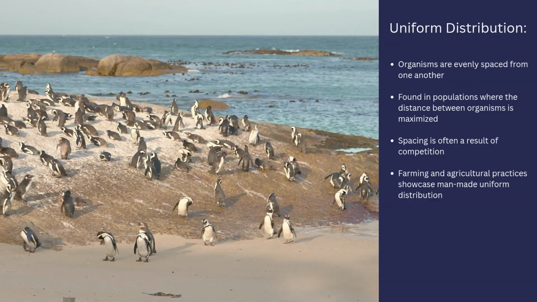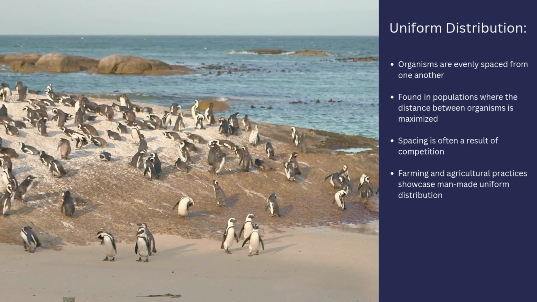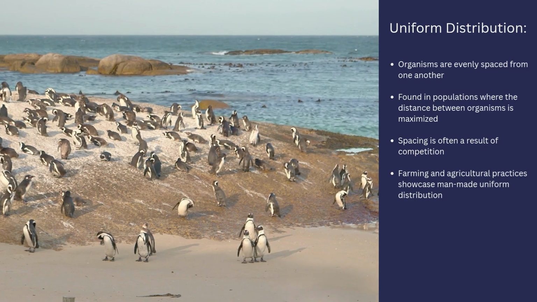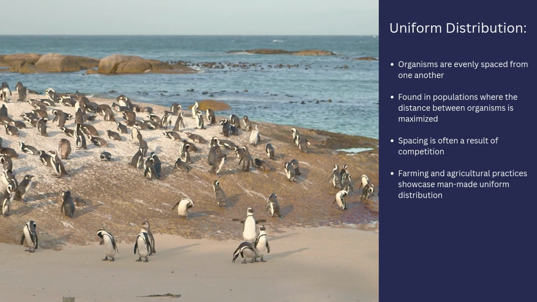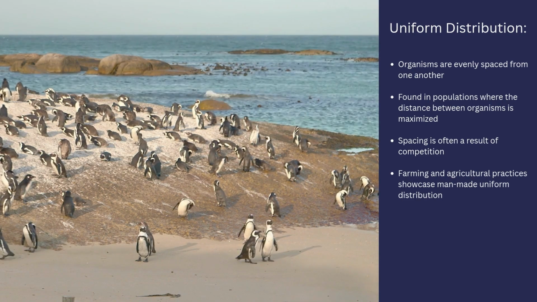Uniform distribution is when organisms are evenly spaced from one another. These are found in populations where the distance between organisms is maximized, and spacing is often a result of competition. In farming and agriculture, we can see these man-made uniform distributions happen.